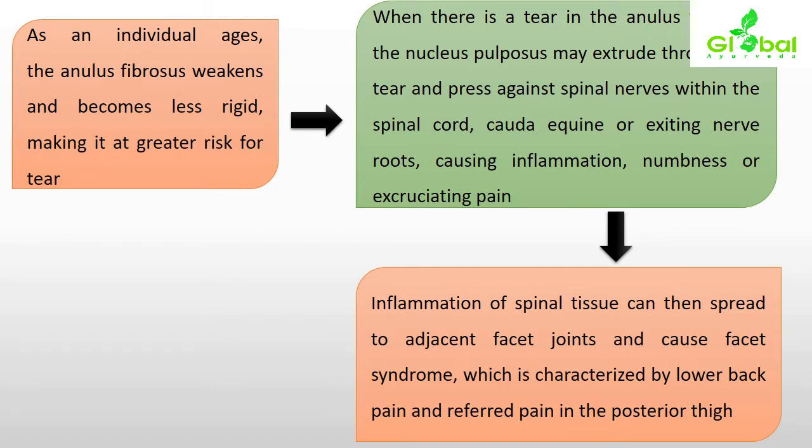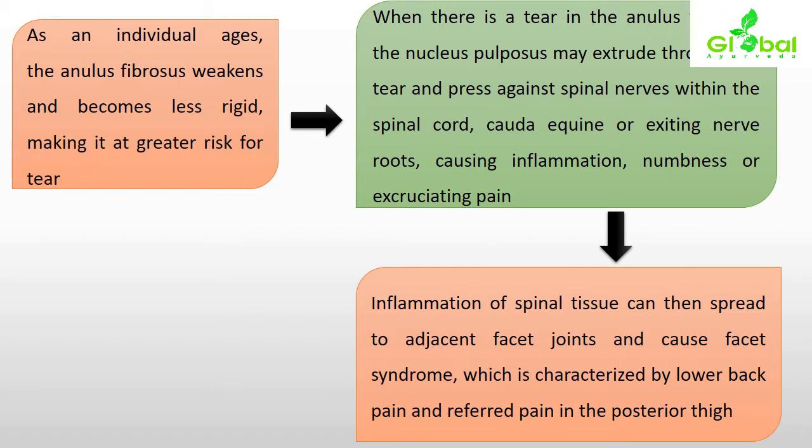Whenever there is a tear of the annulus fibrosus, the inner layer, the nucleus pulposus or mucilaginous content, will be extruded through the tear. It will press against the spinal nerves within the spinal cord, the cauda equina, or the exiting nerve roots, causing inflammation, numbness, or excruciating pain. This exerts a high amount of pressure against the spinal nerves, causing severe excruciating pain along with inflammation and numbness in the nerve roots.